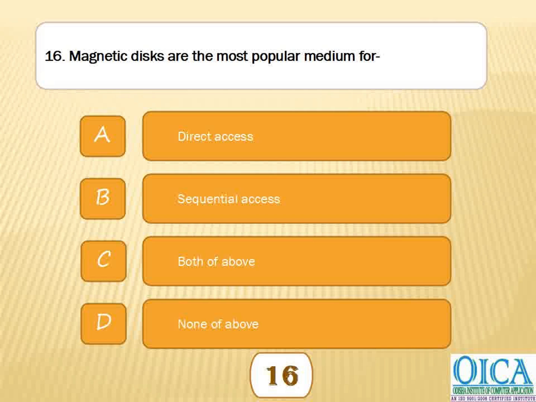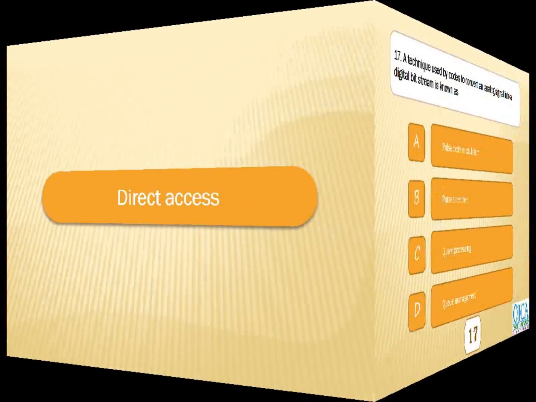Next, magnetic disks are the most popular medium for: A. Direct access, B. Sequential access, C. Both of above, D. None of above. The answer is A. Direct access.